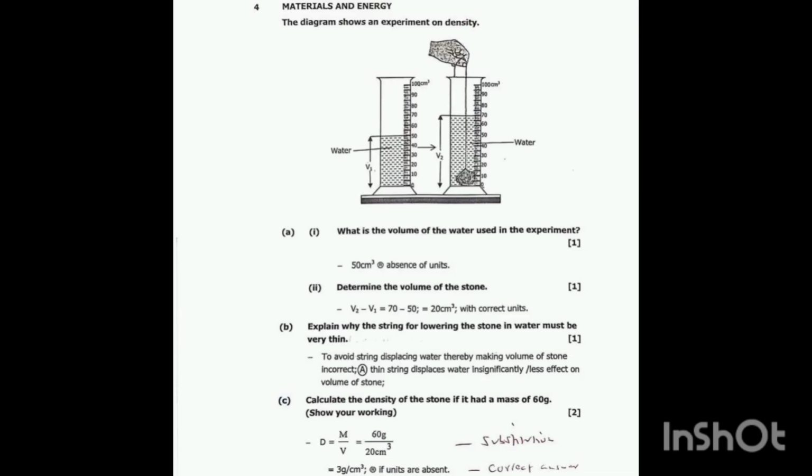Okay, so let's look at question number 4, a question on the topic materials and energy under the subtopic density. The diagram shows an experiment on density. Question A, Roman numeral 1: What is the volume of the water used in the experiment? So for the volume of the water, just look at where the water is in the measuring cylinder. Water in this case is at 50 cubic centimeter.